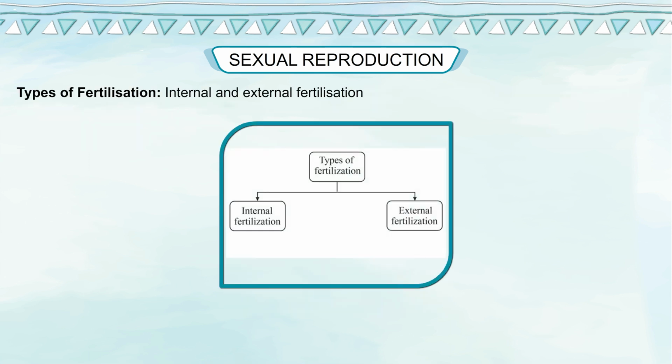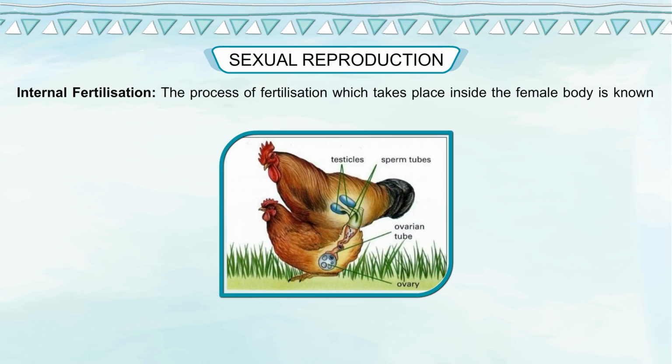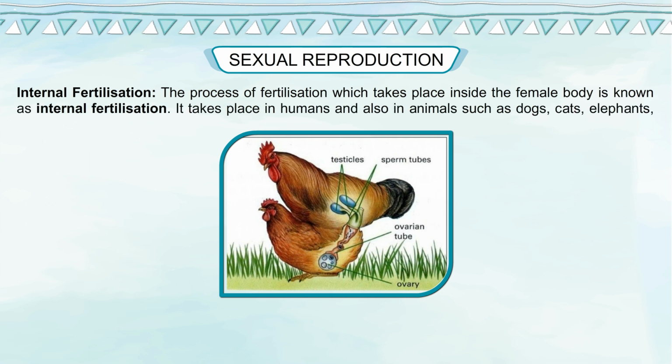Types of fertilization: internal and external fertilization. Internal fertilization. The process of fertilization which takes place inside the female body is known as internal fertilization. It takes place in humans and also in animals such as dogs, cats, elephants, cows, tigers, and hens.